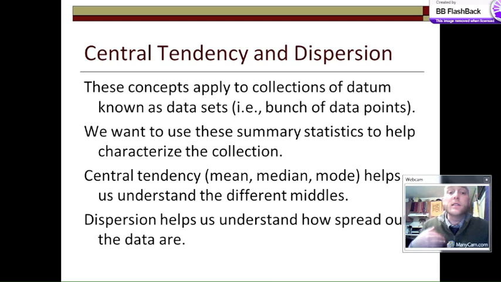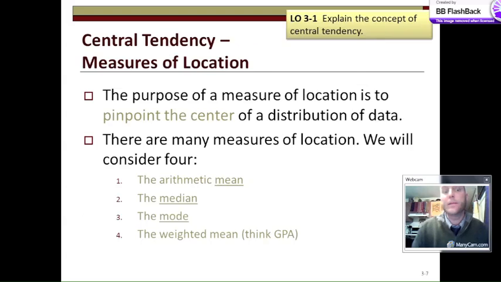Central tendency and dispersion apply to collections of datum, or data, plural, known as data sets. And we use these summary statistics to help characterize the collection of data that we have. We have a bunch of them together. If we have a lot of different data points, I can't tell you about all of them. I'd rather give you one or two or three different things that tell you all you need to know about that set. Central tendency, like mean, median, and mode, describe different types of middles. Dispersion helps us understand how spread out data sets might be.